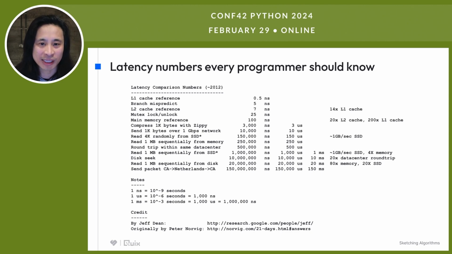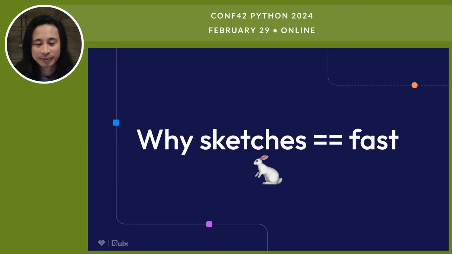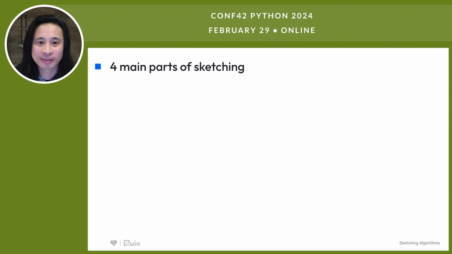And I refer back to the classic notes here of latency numbers that every programmer should know. When you compare the time it takes to read from memory versus reading from disk versus round trips over a network, we're talking orders of magnitude difference. Even though, at certain scale, we're counting things in nanoseconds and milliseconds, when the data gets large and you're dealing with many different unique items, we're talking orders of magnitude difference. So why are sketches fast?